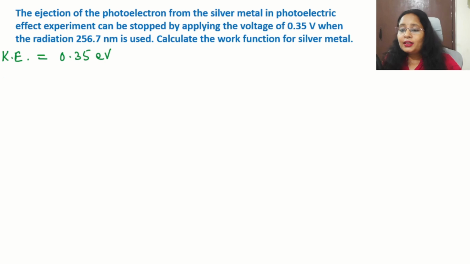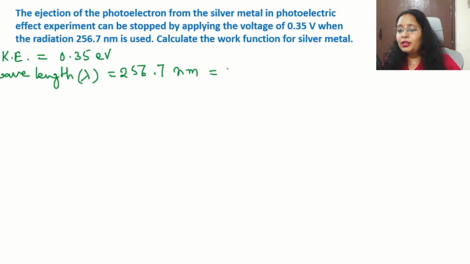Now, the next thing they have given is the wavelength. This is denoted by lambda and its value is 256.7 nanometer, which we can write as 256.7 into 10 to the power minus 9 meter. For the sake of calculation we need to convert it into meter. Now here we need to find the work function.